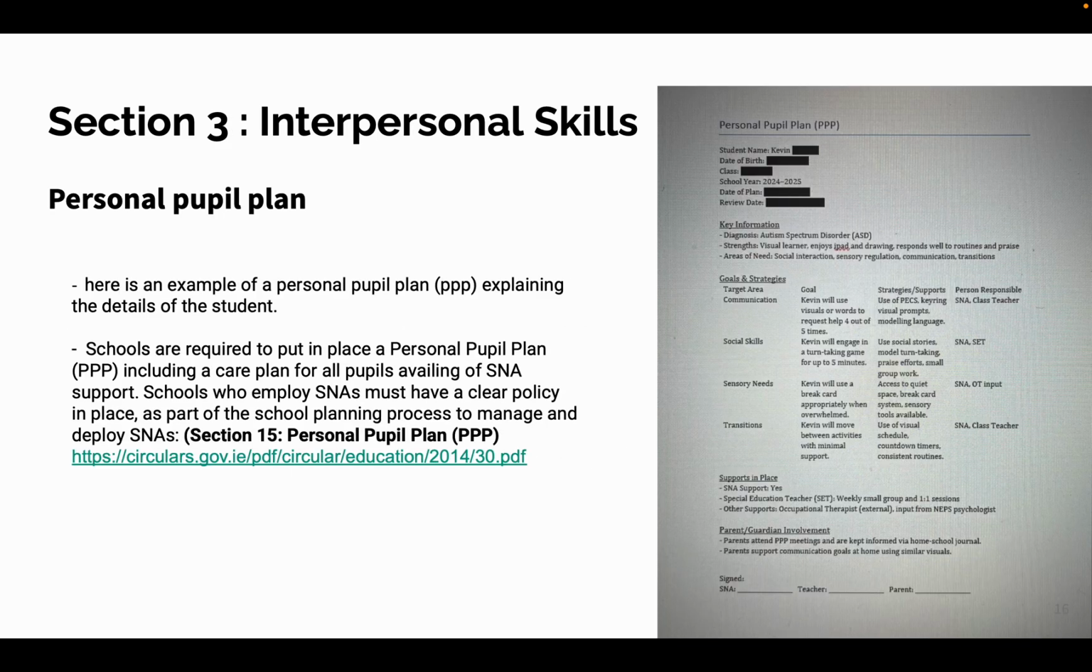A personal pupil plan, or PPP. Here is an example of a personal pupil plan explaining the details of the student. Schools are required to put in place a personal pupil plan, including a care plan, for all pupils availing of an SNA support. Schools who employ SNAs must have clear policies in place as part of the school planning process to manage and deploy SNAs. Section 15, Personal Pupil Plan, PPP.